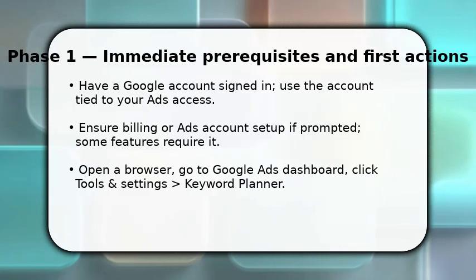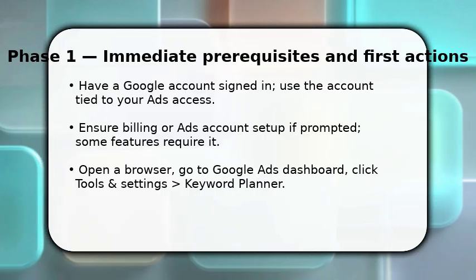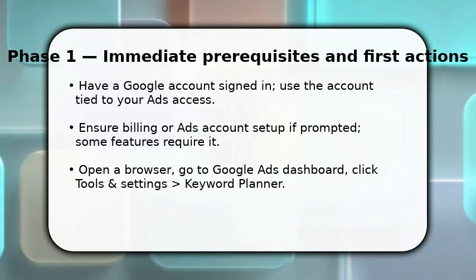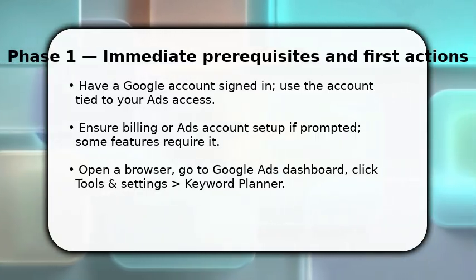You start by making sure you are signed into the correct Google account. This is crucial because Keyword Planner links to ads permissions. Once signed in, open Google Ads and locate Tools and Settings. Keyword Planner sits there.